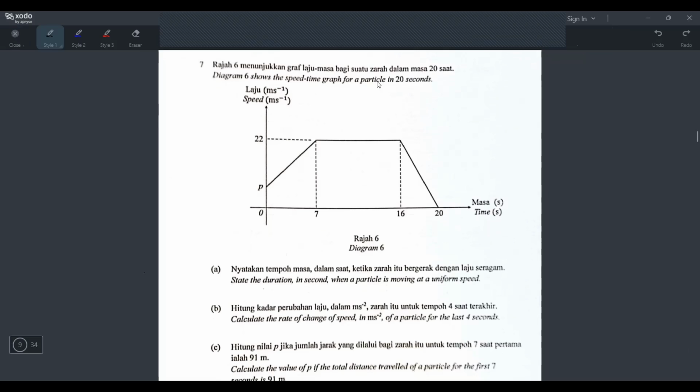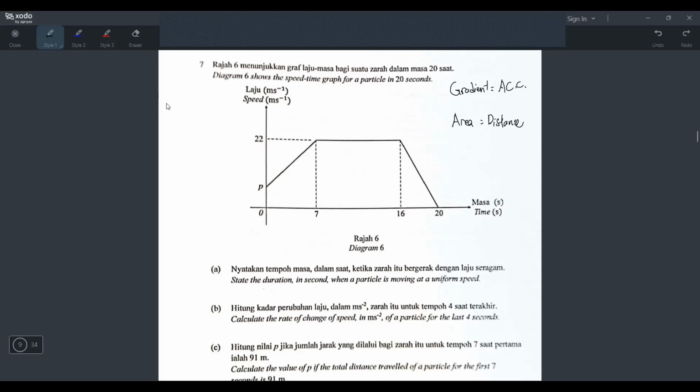Diagram 6 shows the speed time graph for a particle in 20 seconds. So the keyword here, speed time graph, means the y-axis is speed, the x-axis is time. If it's a speed time graph, you can use the gradient to find acceleration, and you can use the area under the graph to find distance. But if it's a distance time graph, then it's different.